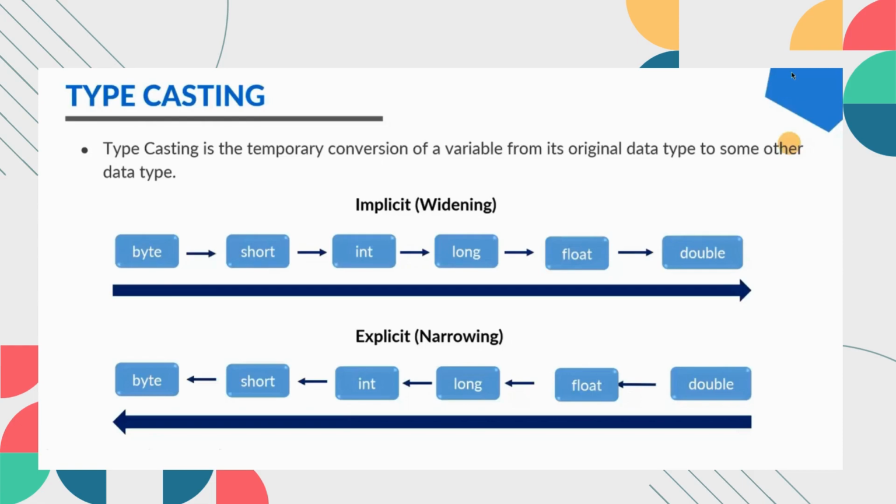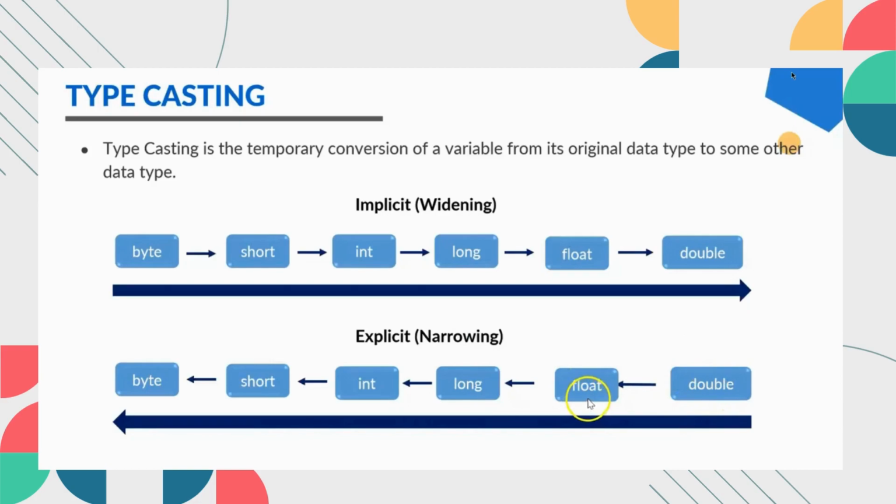When using implicit, byte is the very shortest storage type. If you store the byte value to the short, no error, because there would be no chance of data loss. Similarly, short to integer, no error, and so on.